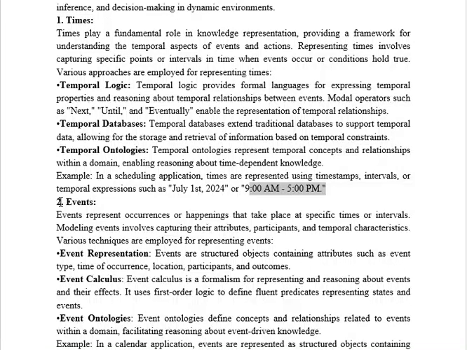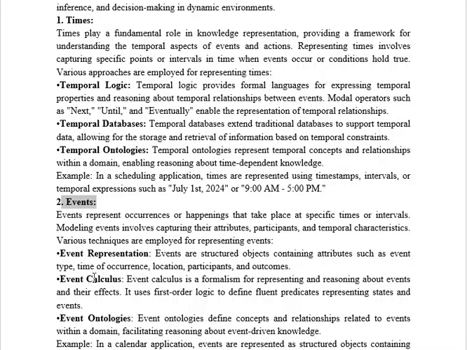Now next one is events. What is an event? It represents an occurrence or happening that takes place at specific times or intervals. Means what is the event? Event is nothing but some action or some work which we have to do, or an occurrence or happening that takes place at a specific time. Event is nothing but the work which we have to do according to some specified time intervals. So that is said to represent some occurrence at some specified time intervals.